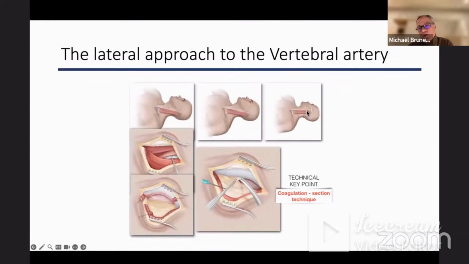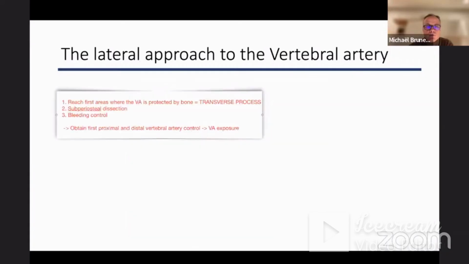The approach I will detail later on for the craniocervical junction is in fact the same dissection along the medial border of the sternocleidomastoid muscle, and then turn around the mastoid, and you will have through this access an approach to the level of C0, C1, C2.